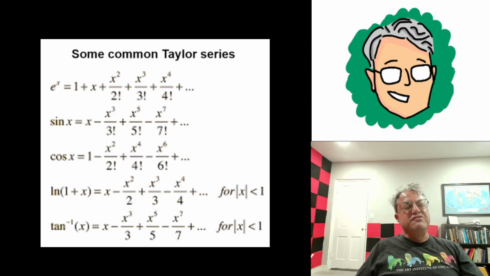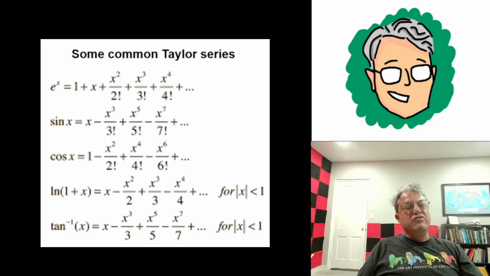Cosine's an even function, but now that means we're only going to get even powers of x. And it's the same idea as sine. Again, the sign of the terms alternate like they do for sine, and we only get the even powers. And there's a couple more here that I'm not going to derive, but they have very simple forms.